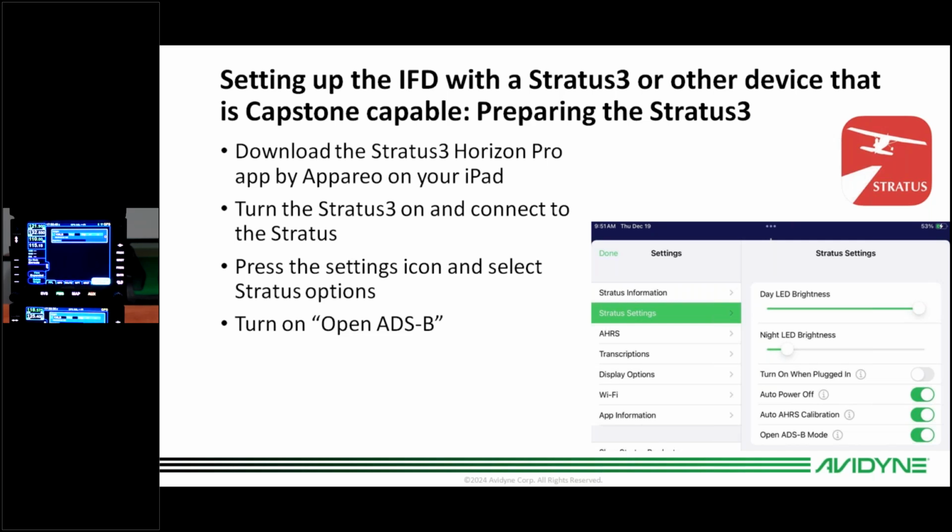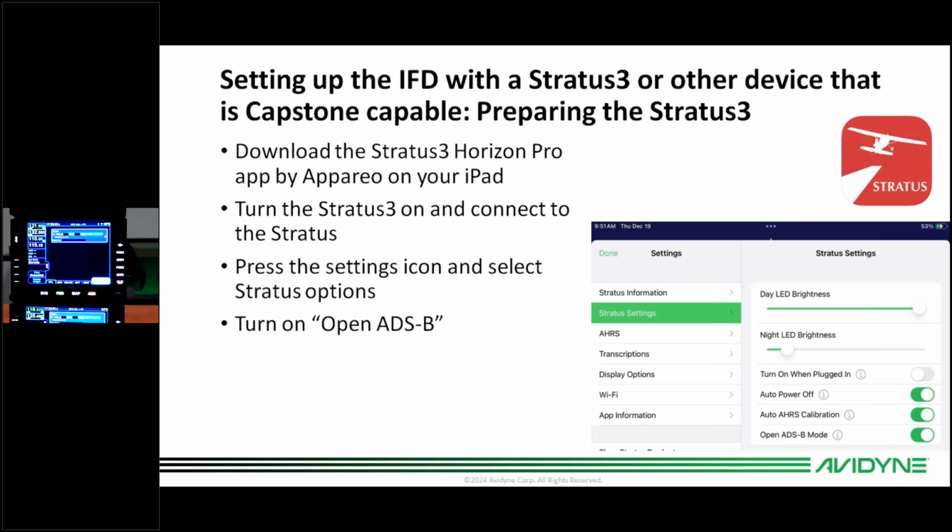So the steps for this, you have to download the Stratus Horizon Pro app by Aperio. It's a free app. And you're going to connect your iPad to it. So it's like connecting to a Wi-Fi, and I'll show you how to do that here in a second.